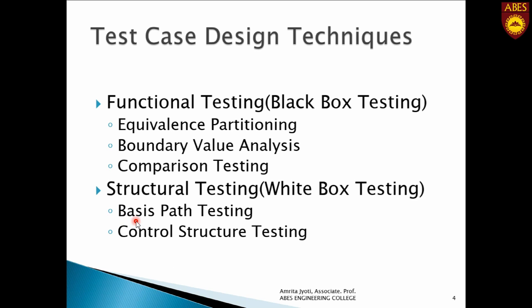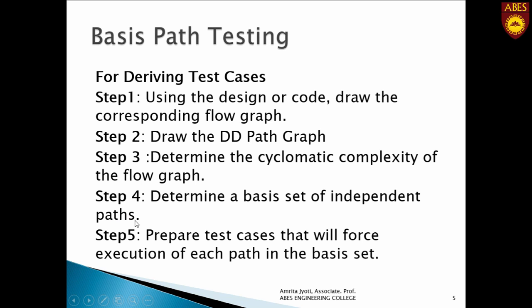Now I am going to emphasize basis path testing. There are 5 steps to create the test cases in basis path testing. The first step is to find the control flow graph for a software program. Then find the DD path graph from this flow graph, and then find the cyclomatic complexity. Cyclomatic complexity actually defines the number of independent paths in this DD path graph. And then find the set of independent paths. And the final step is that we create the test cases with respect to these independent paths.